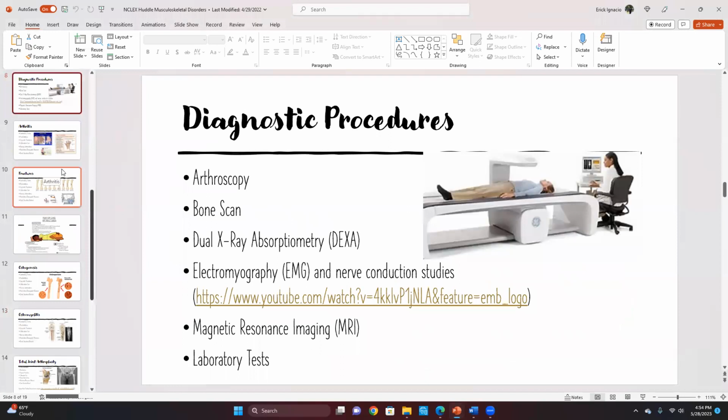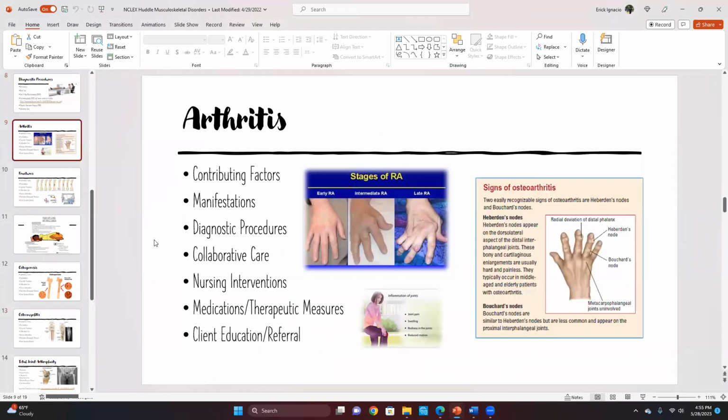All right, let's jump into our musculoskeletal disorders. So I'll just mention some things. When we think about diagnostic tests for musculoskeletal, I want you to think arthroscopy, bone scan, the DEXA scan, EMG, and MRI. And the first condition I want you to talk about is arthritis. Arthritis is an inflammation of the joints and it results in pain, swelling, stiffness. Now, osteoarthritis is a progressive degenerative deterioration and loss of cartilage in one or more of the joints.